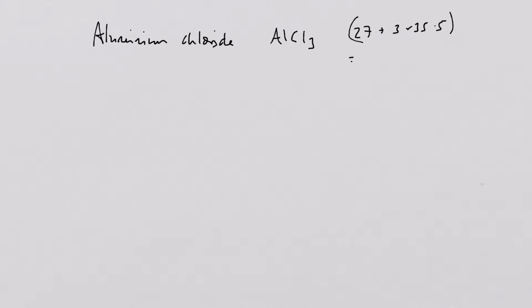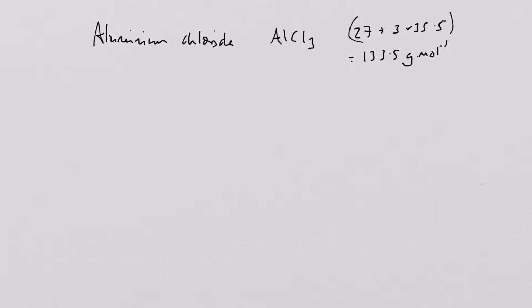Okay, we're going to have a look at one more example now, and the example that we're going to look at is aluminium chloride. The formula of aluminium chloride is AlCl3. And just in terms of atomic masses, we'd have 27 plus 3 times 35.5, and that's going to equal 133.5 grams per mole.